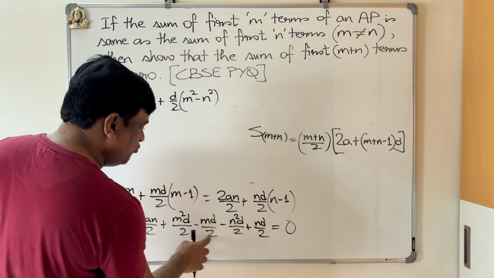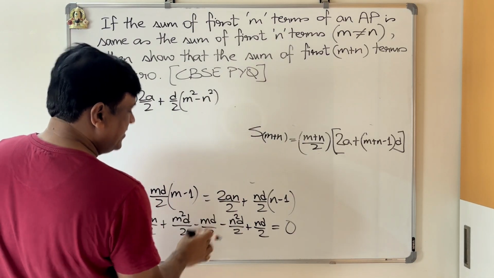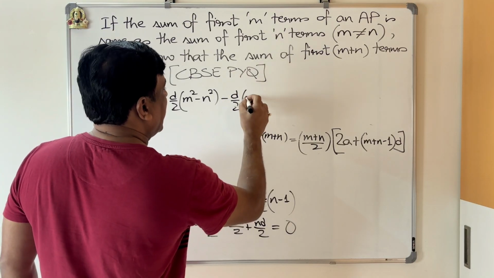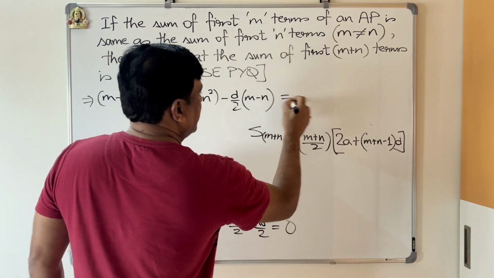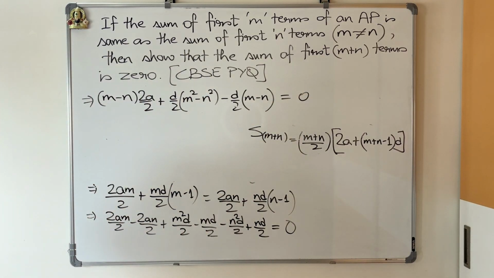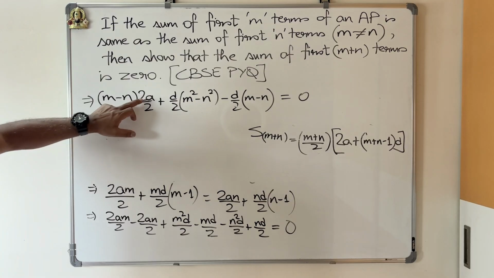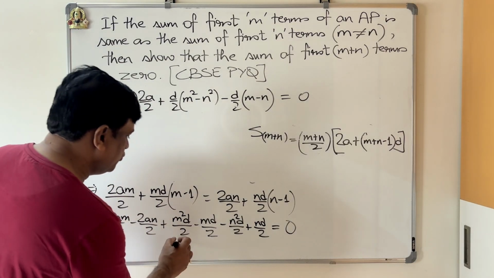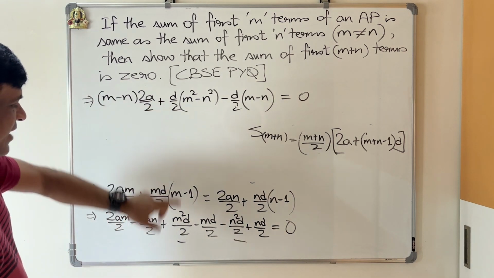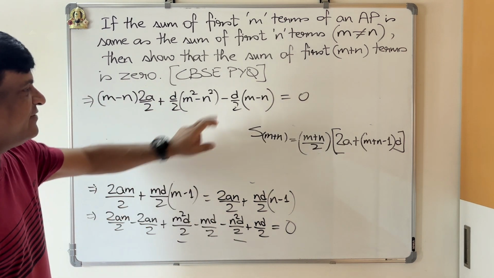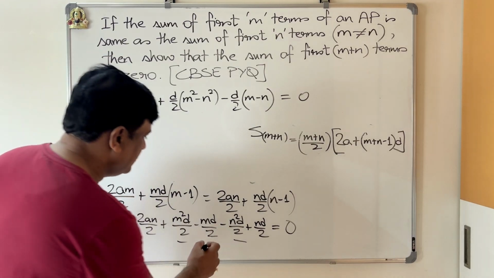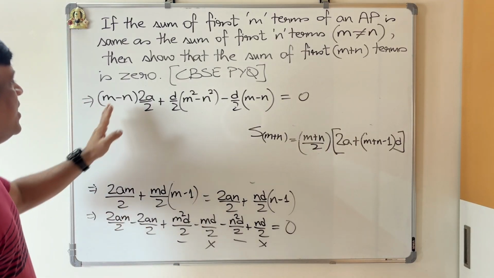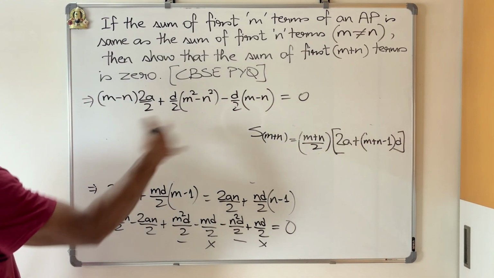Now I will take these two common. Right? What do I get? I get a minus d by 2 times m minus n equal to 0. Look at it. So what did I do? Between these two, I took out 2a by 2 common. You're left with m minus n. Between these two, I took d by 2 common, m square minus n square. And between these two, I took d by 2 common. Now if you look throughout, right, you have m minus n common.